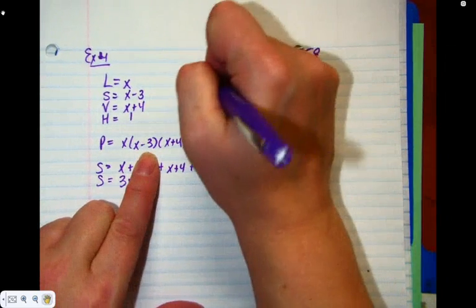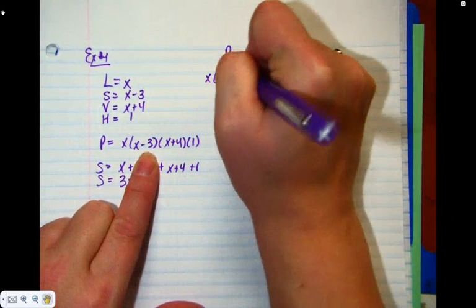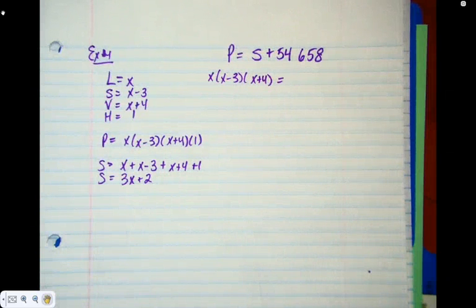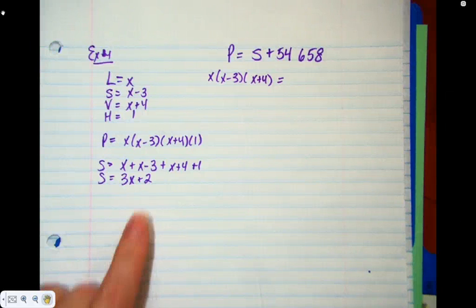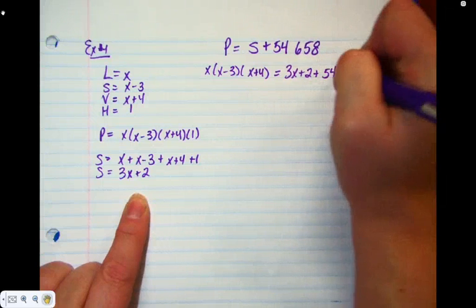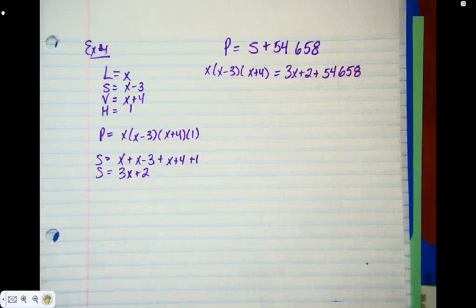I know that the product is x times x minus 3 times x plus 4. And this is where I'm going to just ignore that 1, because we know we don't need it for the product. And the sum I have 3x plus 2, and then plus the 54,658.